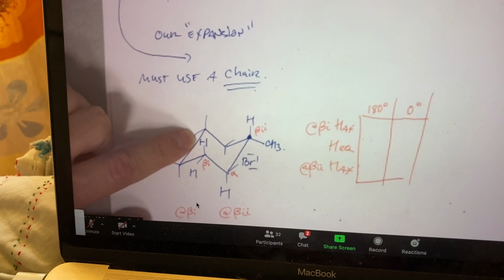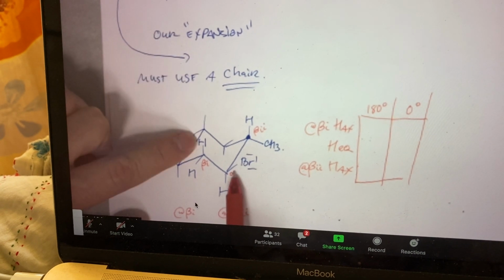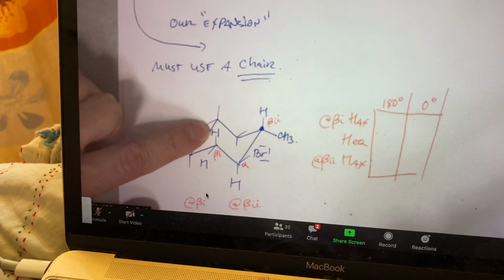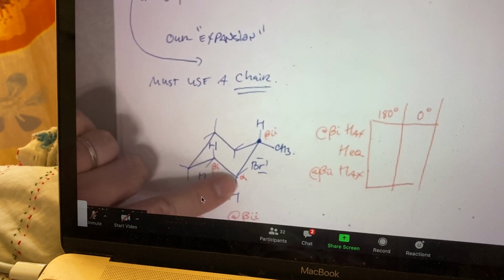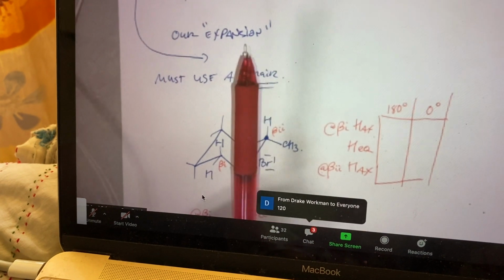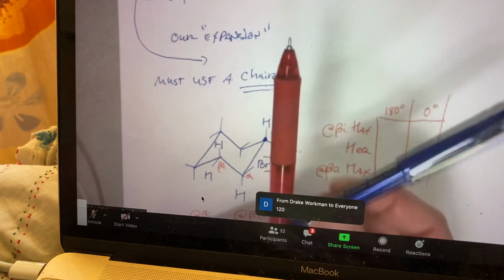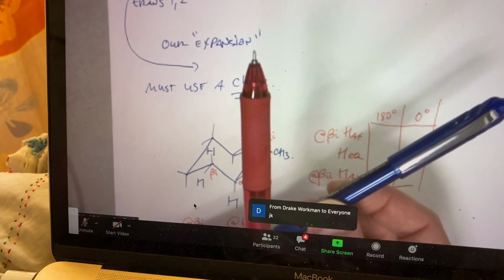Think about chairs for a minute. If we were looking down this bond, this is axial and up. This is equatorial and kind of up into the sideways. If I was looking down this beta 1 alpha bond, this hydrogen would be up here, and bromine is actually going to be here. And they'll be 60 degrees apart from one another.